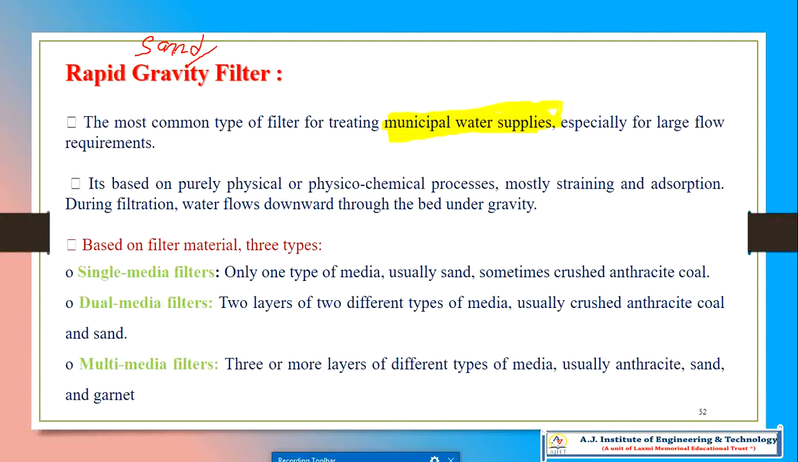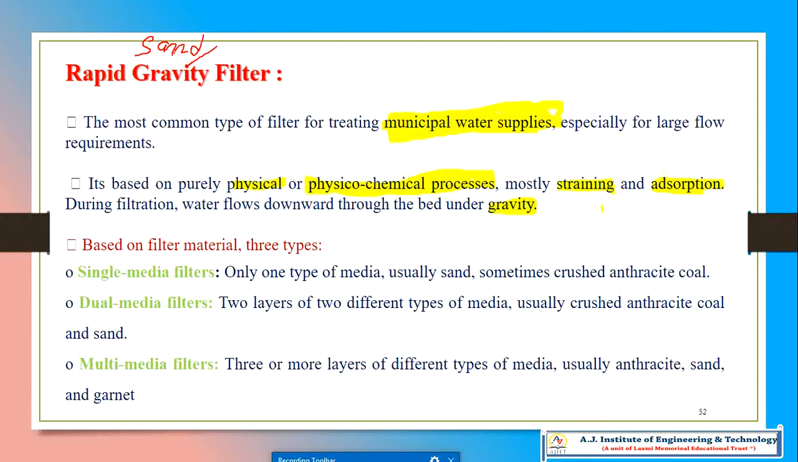developed. Here it is purely physical and physicochemical process, a combination of physical and chemical processes, that is called physicochemical process, mostly straining. Straining means gravitational straining as well as adsorption. During the filtration, water flows downwards through the bed under gravity. So this is the process held on the rapid sand filter.